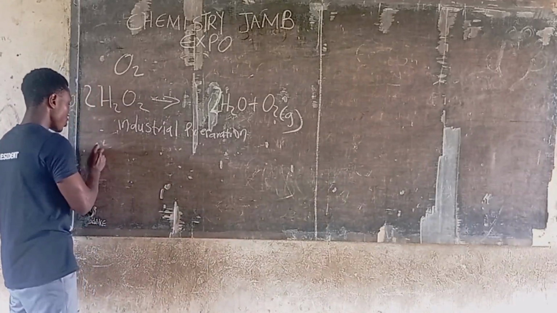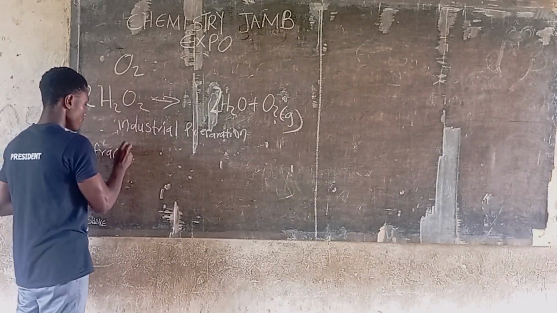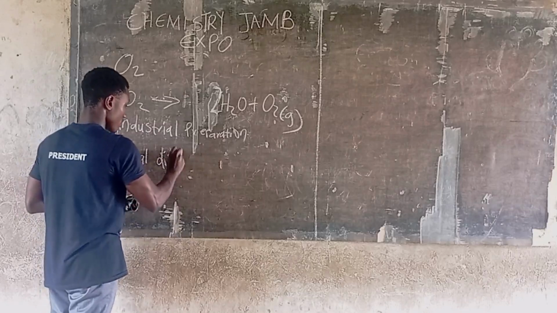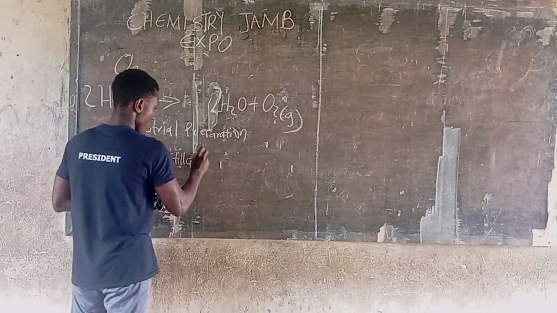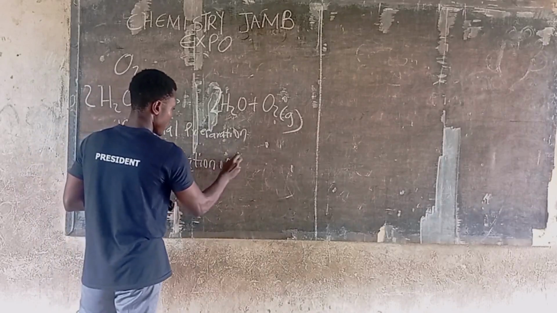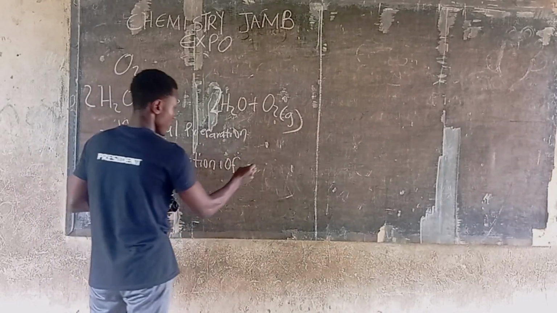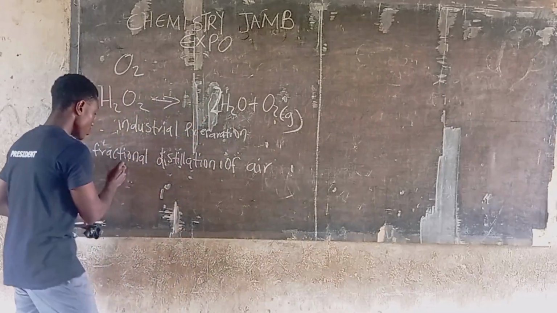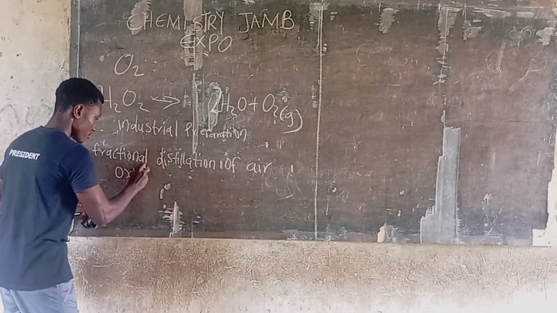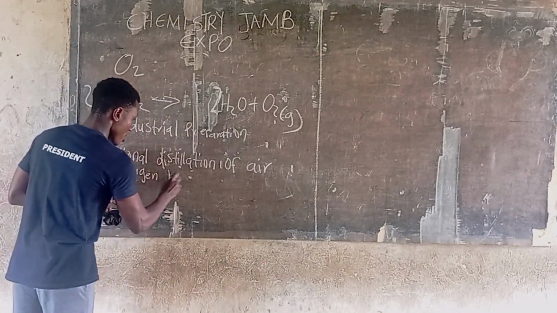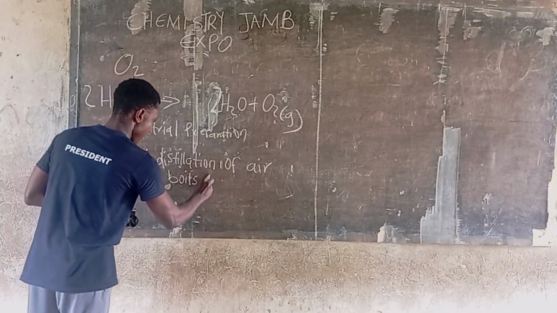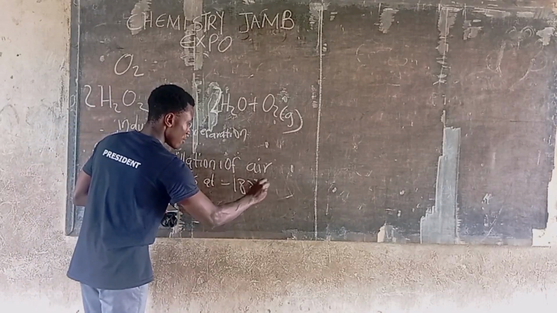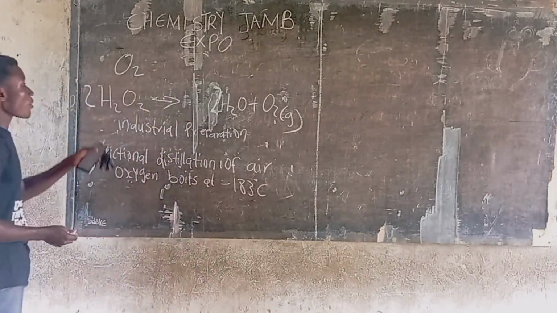So we have fractional distillation of air for the industrial preparation of oxygen. Fractional distillation of air, noting very well that oxygen boils at minus 183 degrees Celsius.